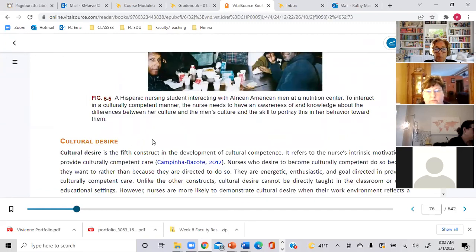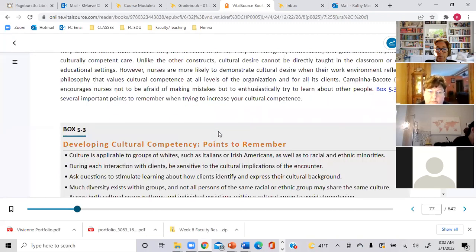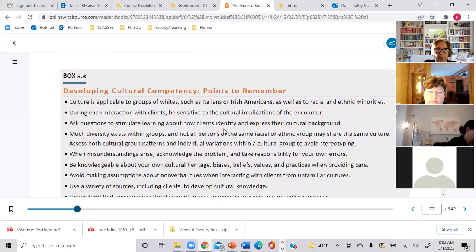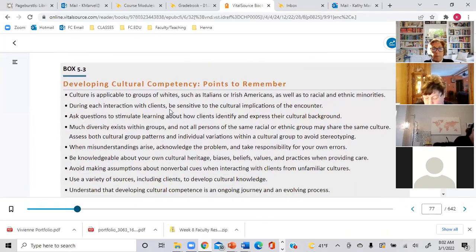And then the fifth is cultural desire. Okay, so there are five areas of cultural competence, and the last one is cultural desire. And I really like box 5.3. It's a nice overview of developing cultural competency and the points to remember. This is kind of a summary of the whole chapter, box 5.3.